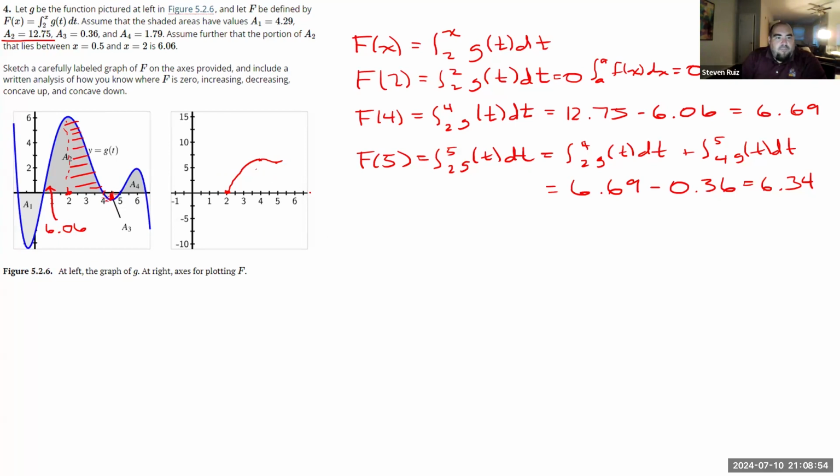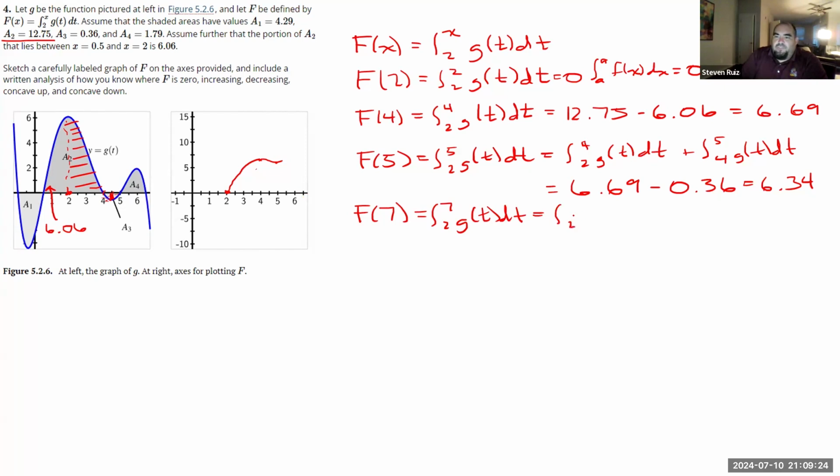So now from there, what can we say about the last area? So from x equals 5 to x equals, is it 7? Let's see what we can say about that. Now, what is f of 7? f of 7 is equal to the integral from 2 to 7 of g of t dt, which is equal to what? What do we already know?